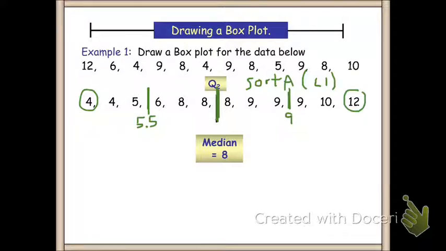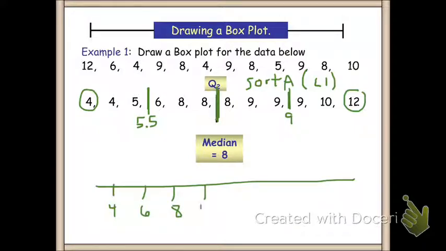I'm going from 4 to 12, so I need to make a scale. I think I can go by 2s. I could have made it a little bigger probably. Now you just plot those points. So there's the 4. 5 would be here, so 5.5 somewhere in there.